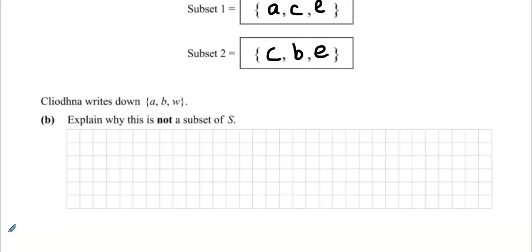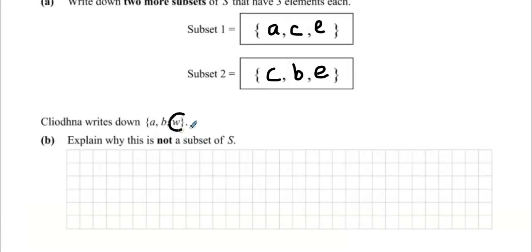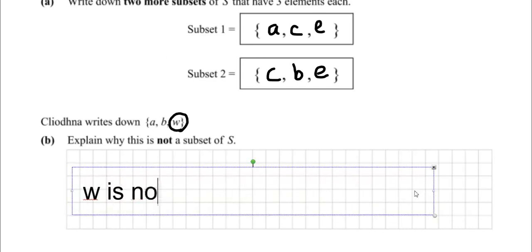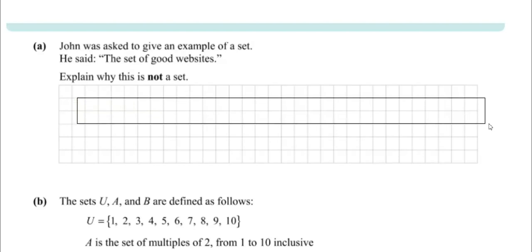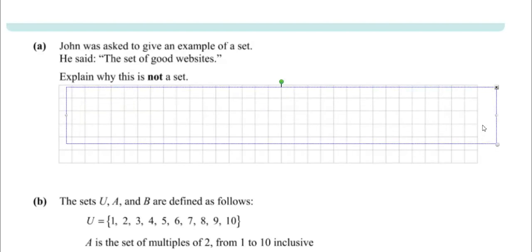All right. Explain why this is not a subset. What's the reason? Everybody go with that? W is not in the set. We all good? Okay. All right, next one. John was asked to give an example of a set, and he said the set of good websites. Why is this not a set?